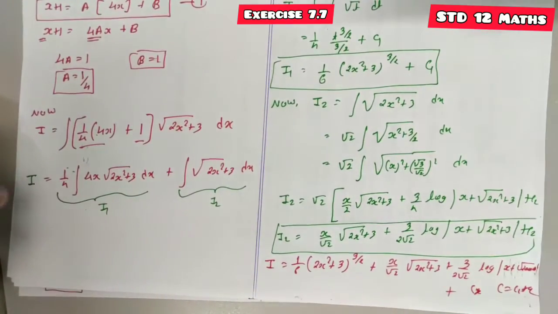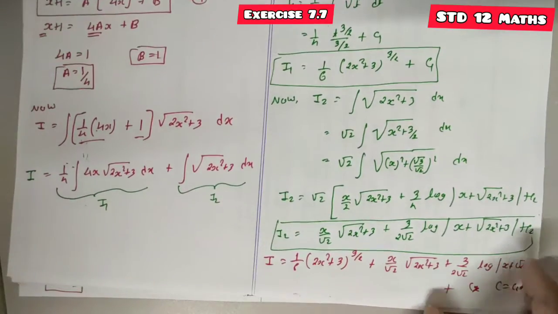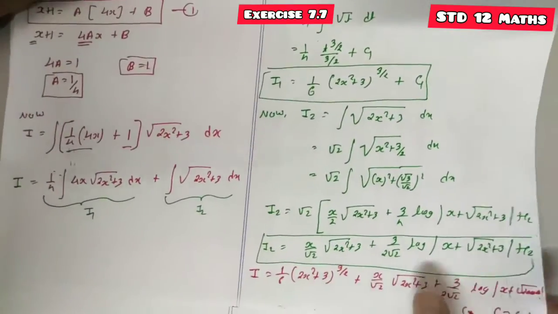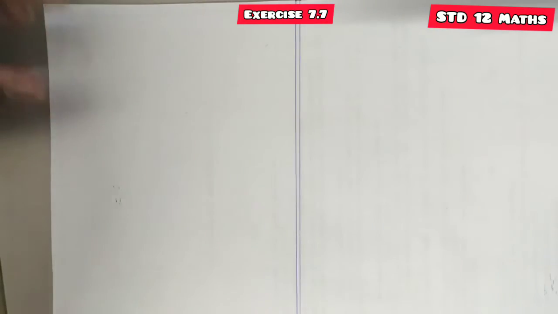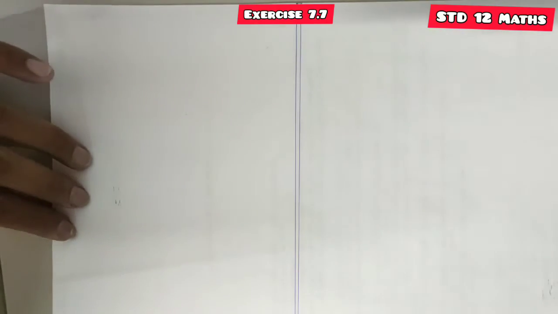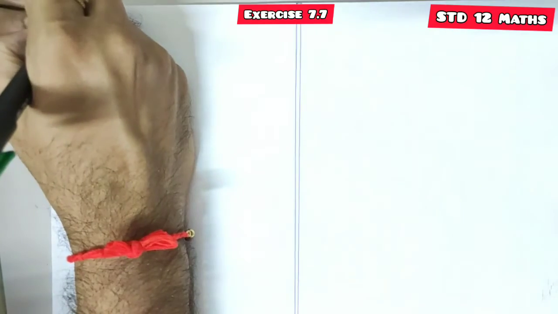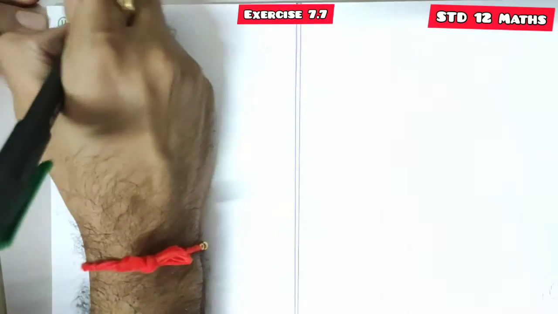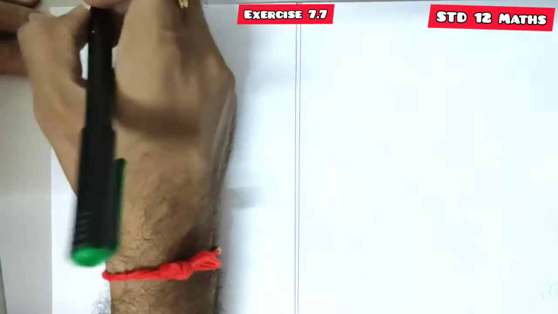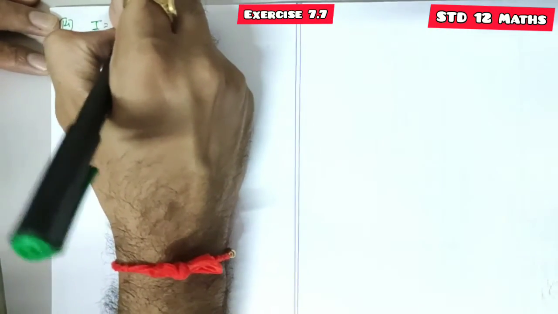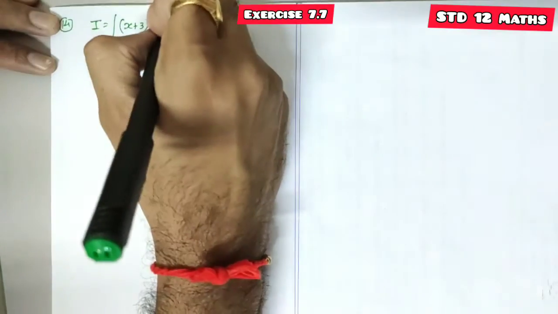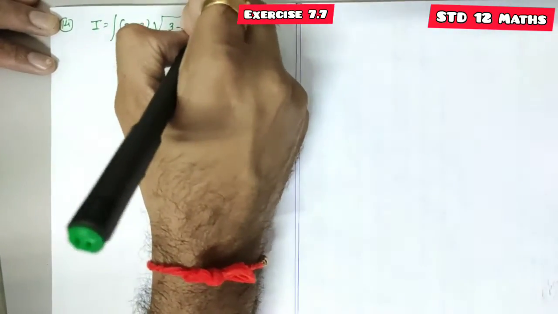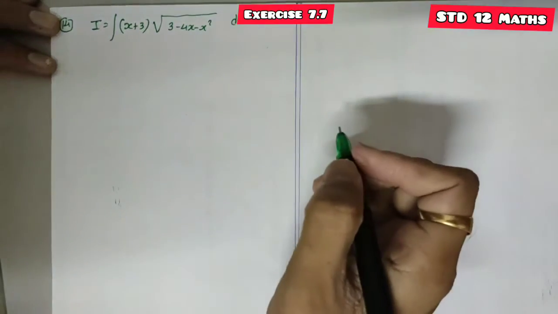Dear students, last sum, question number 14. So here we are given integration I equal to x plus 3 upon square root of 3 minus 4x minus x square dx.